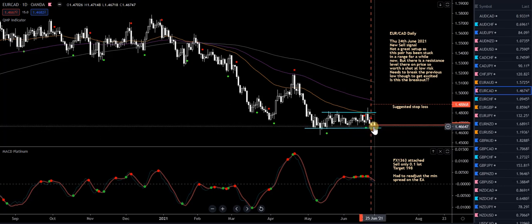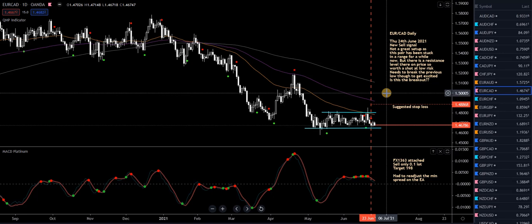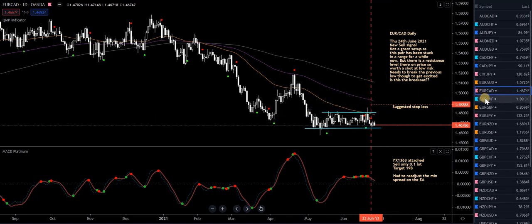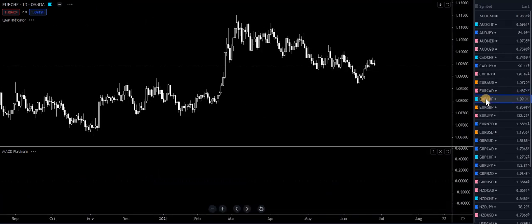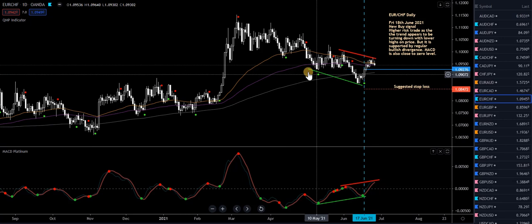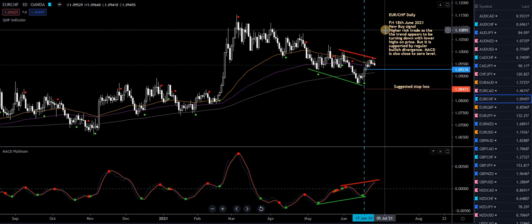Yeah, it went against me one day and it's coming down on Friday, which is good. Suggest a stop loss there above these highs. That's Euro CAD. Euro Swiss. This was a buy trade in here. You can see my notes. It was a high risk trade.